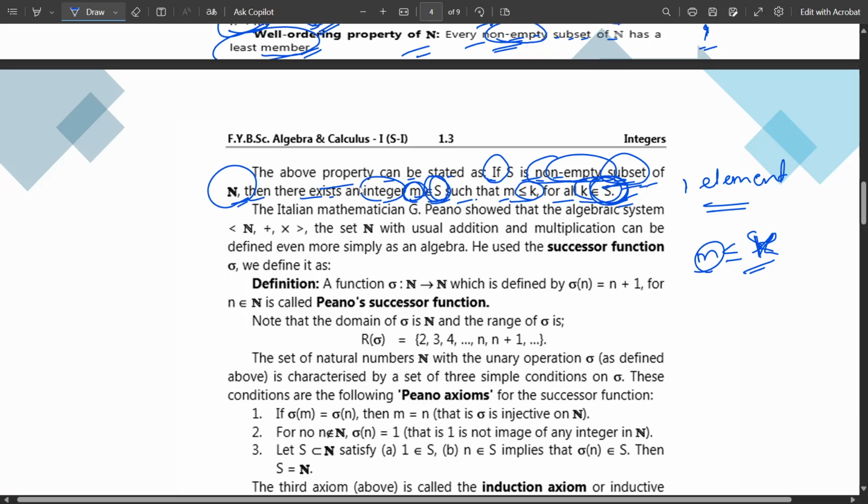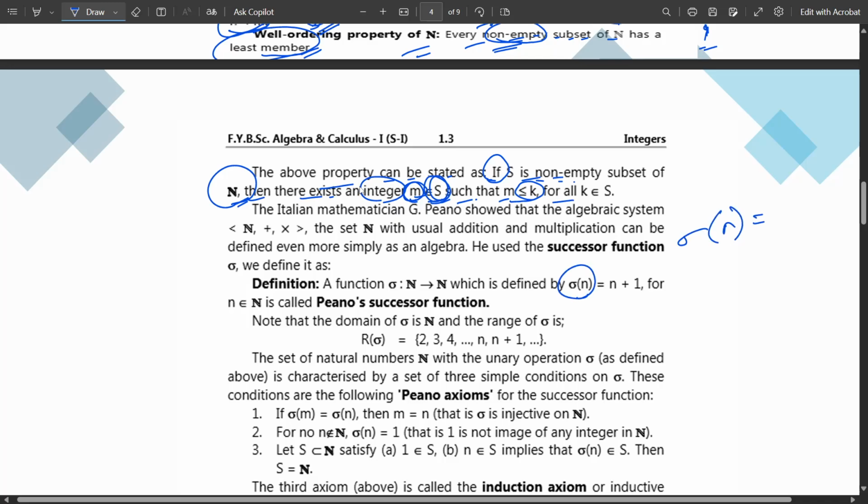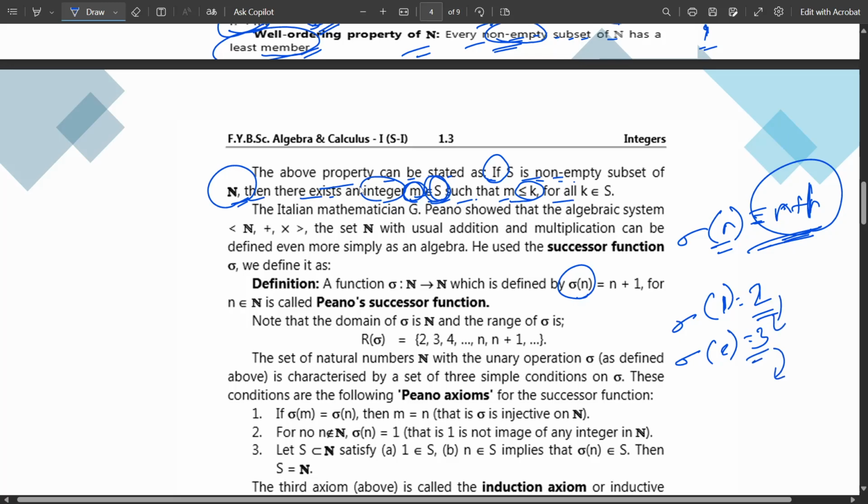Now, if we move further, then we have the successor function. What is the successor function? Speaking in vague language, the successor means the term which is going to come after a specific term. Suppose you have the successor function psi of n equals n plus 1. Why? If you put 1 here, you get 1 plus 1, that is 2. After that, if you put 2, you will get 2 plus 1, 3. It is just like a successor, you will get further terms.